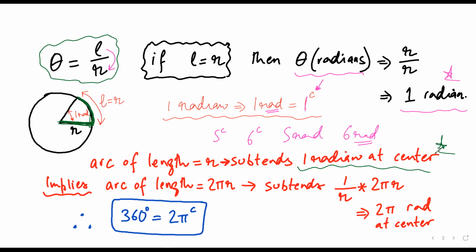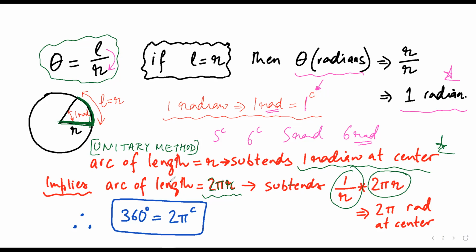Now let me take the arc. I'm applying unitary method here. This is unitary method. Now, if I take the length of the arc to be equal to 2 pi r, why 2 pi r? Let me take 2 pi r, just like that. If I take the length of the arc to be 2 pi r, then the angle that this length of arc 2 pi r subtends at the center of the circle would be equal to 1 upon r into 2 pi r. Avantika, any doubt till here?